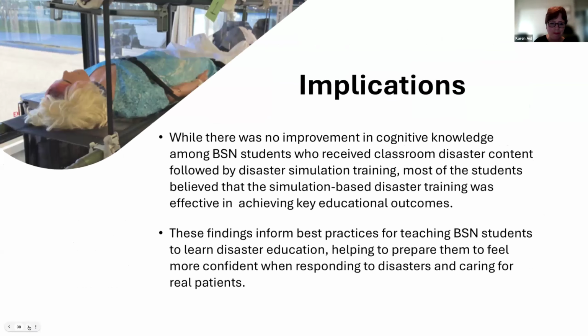Next slide, please. So what are the implications? Well, we found there was, of course, no improvement in the cognitive knowledge after participating in the simulation. However, most of the students believed that the simulation-based disaster training was effective in achieving those 4 key educational outcomes. And in conclusion, these findings inform best practices for teaching BSN students disaster education and really help prepare them to feel more confident when responding to disasters and caring for real patients.